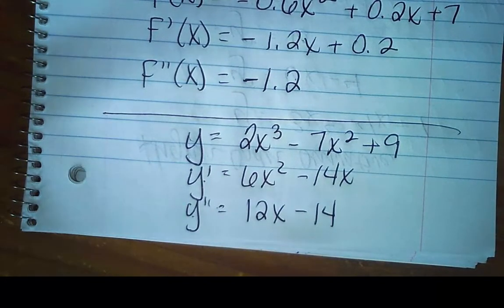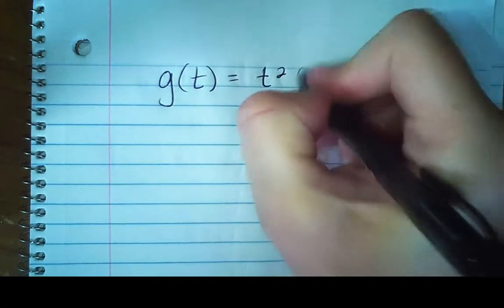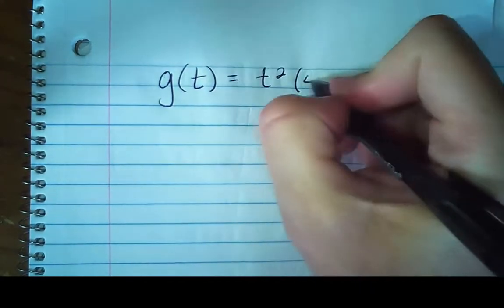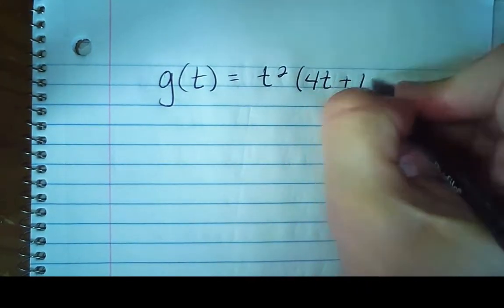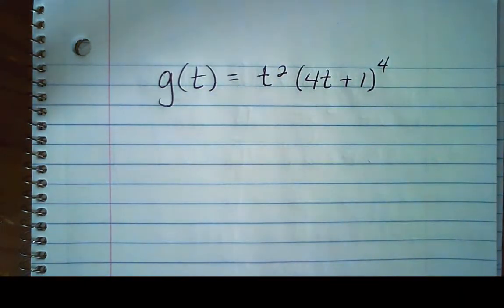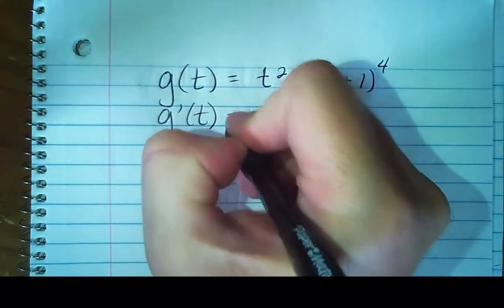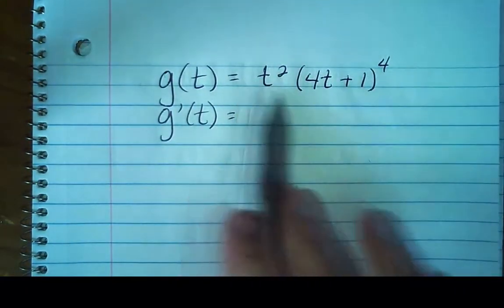Okay, so it's pretty straightforward. It can get a little bit exciting if we're not dealing with polynomials. So we'll have a couple of examples of those. So let's do this one. I've got g of t equals t squared times 4t plus 1 to the fourth. Okay, and I want to take two derivatives. So we want to look at the first derivative, and I'm not going to write the second one because I already know this is messier.